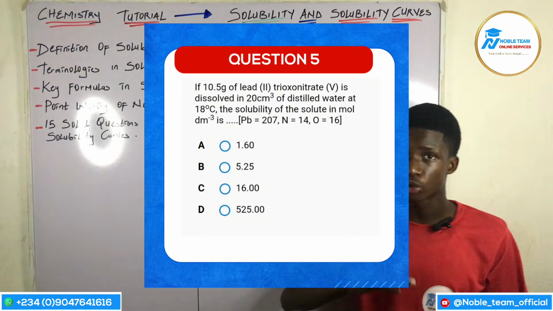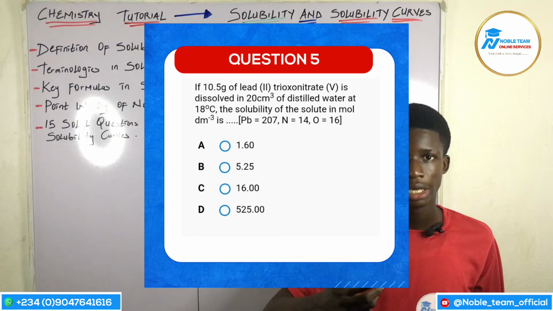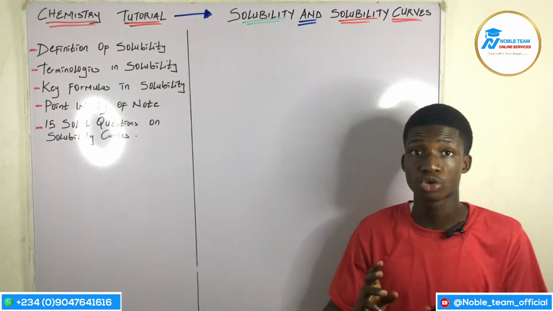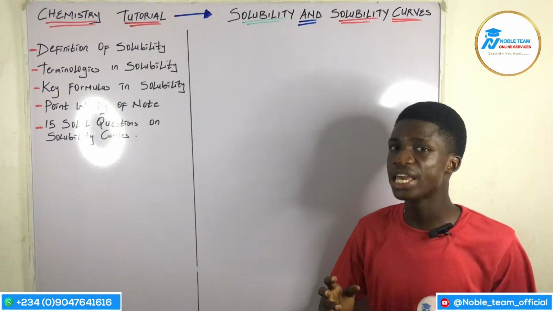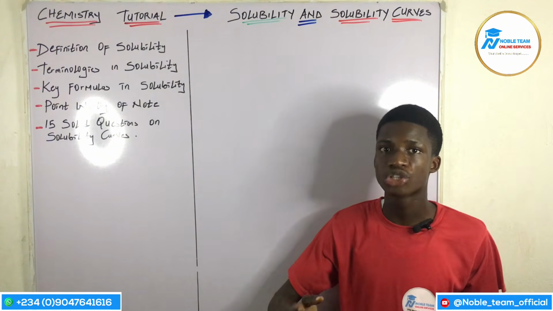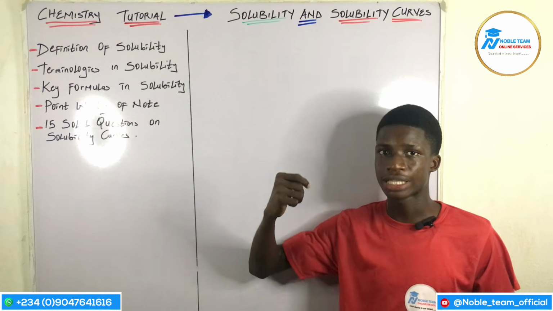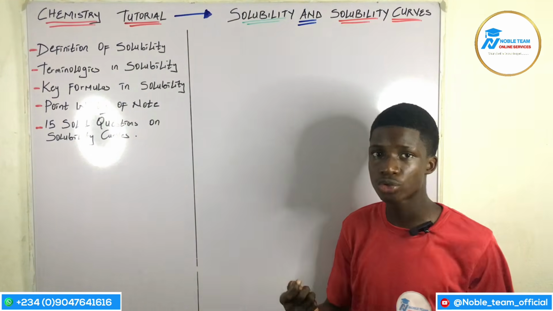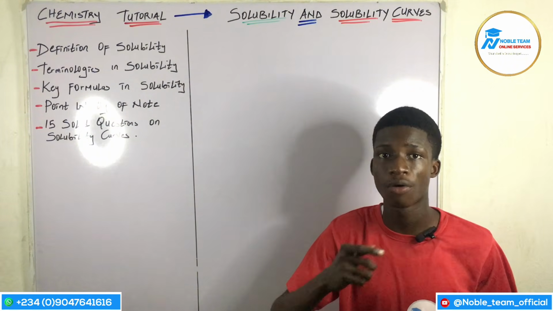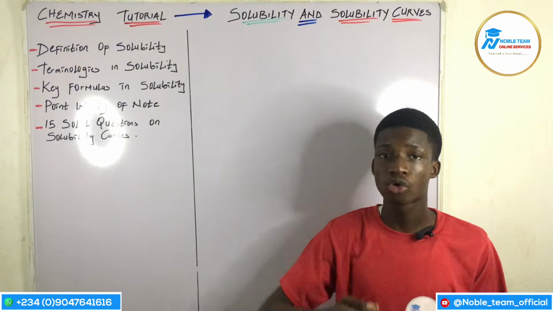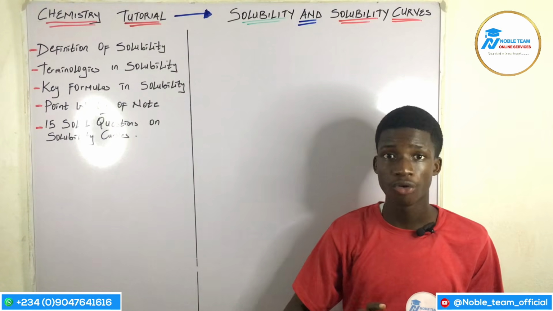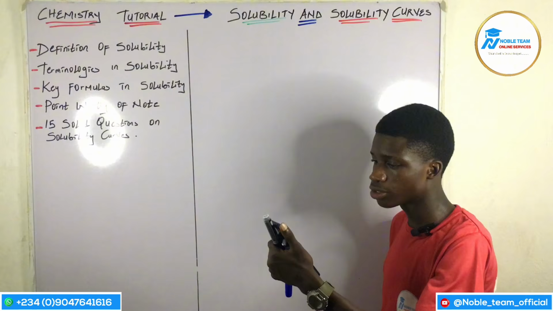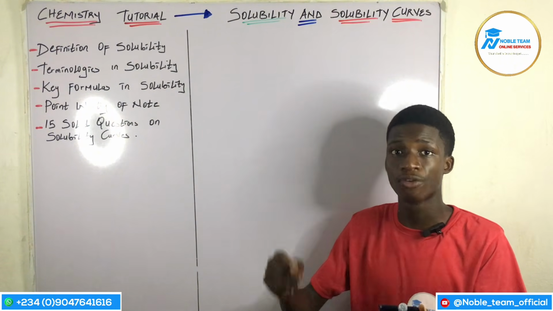Now I want to give you a little trick. Very, very simple. This is a very short cut that I normally use to solve any questions on solubility. Once you hear anything volume, you record the formula that has volume. Once you hear a question that does not involve volume, but you are asked to solve for the mole per dm cube of that solubility, you record the one that does not involve volume. I hope this is well understood. Now, looking at this question, which formula are we going to be using? The one that involves volume.